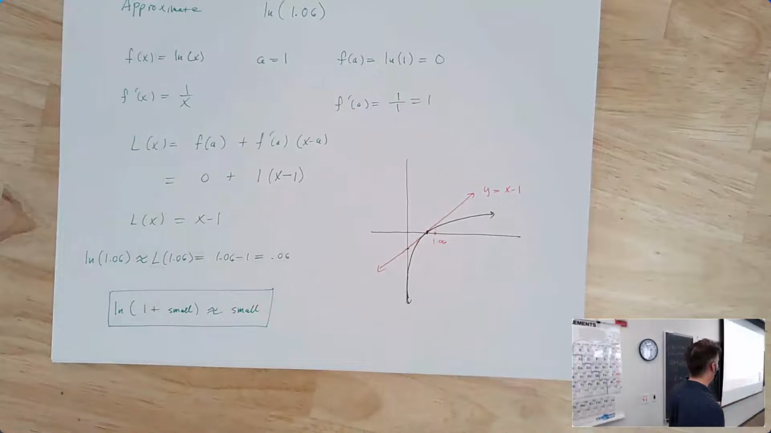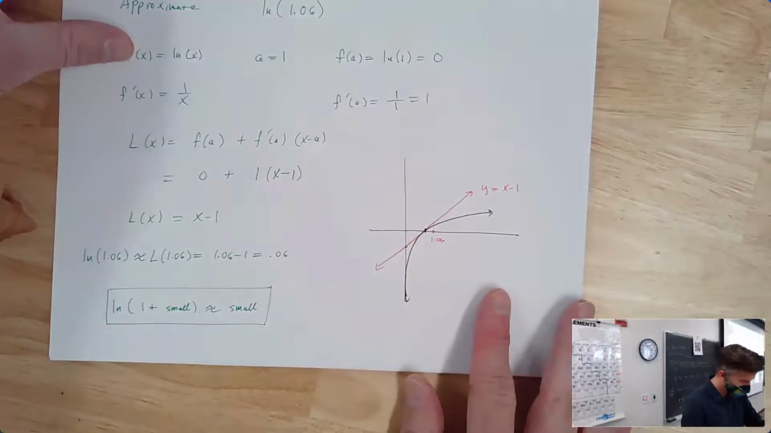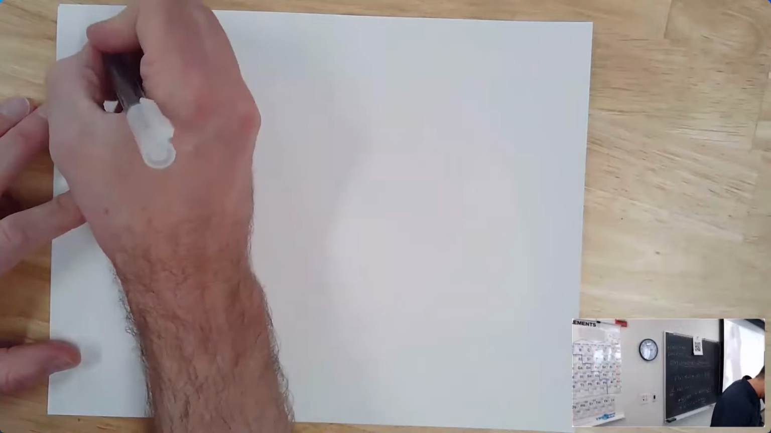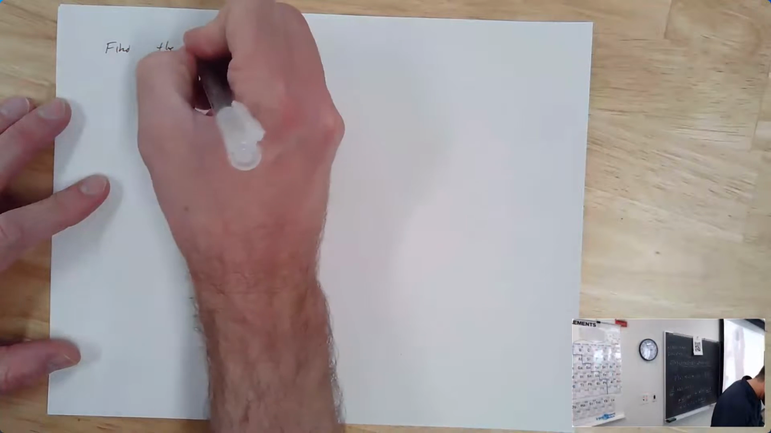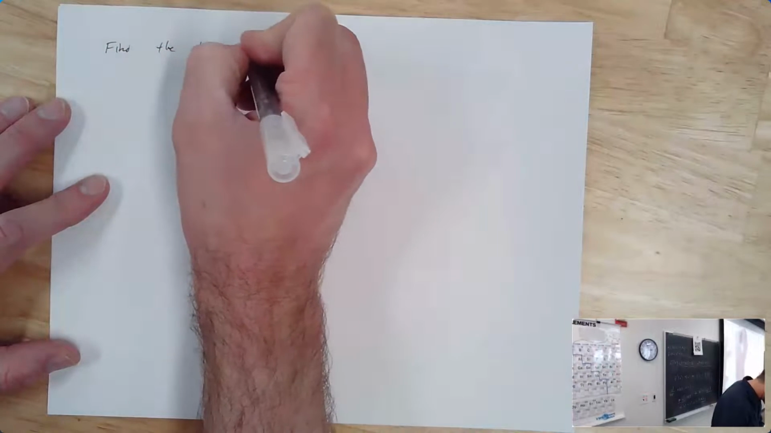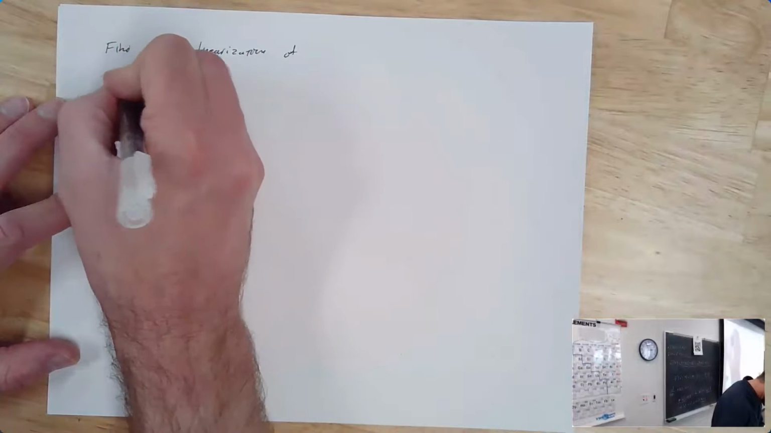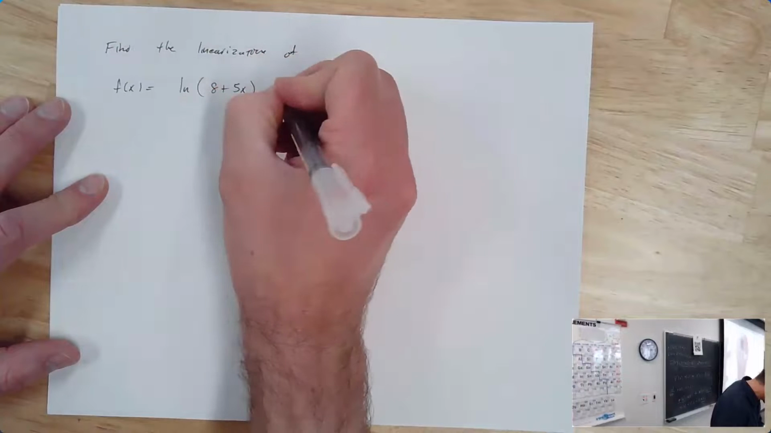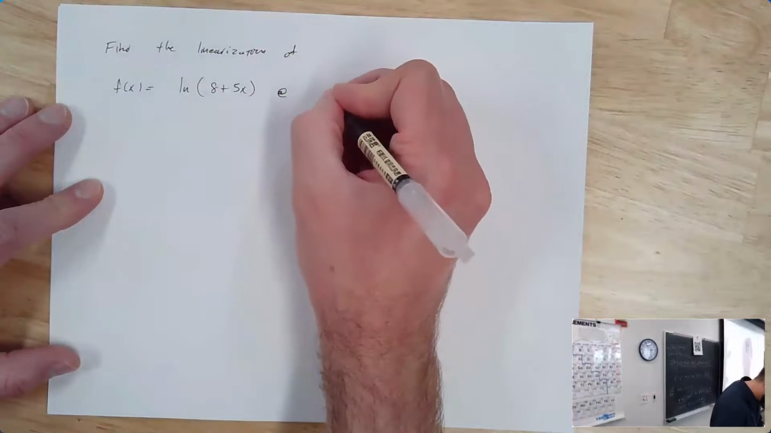So usually, if you're trying to estimate something, you're trying to make the function as simple as possible, right? You're going to do the linearization of the function at the point that's the most convenient. But sometimes they're going to give you stuff. For example, here's a homework problem someone sent me that is a little unwieldy, but not that bad. Find the linearization of f of x equal to the natural log of 8 plus 5x at a equal to 0.